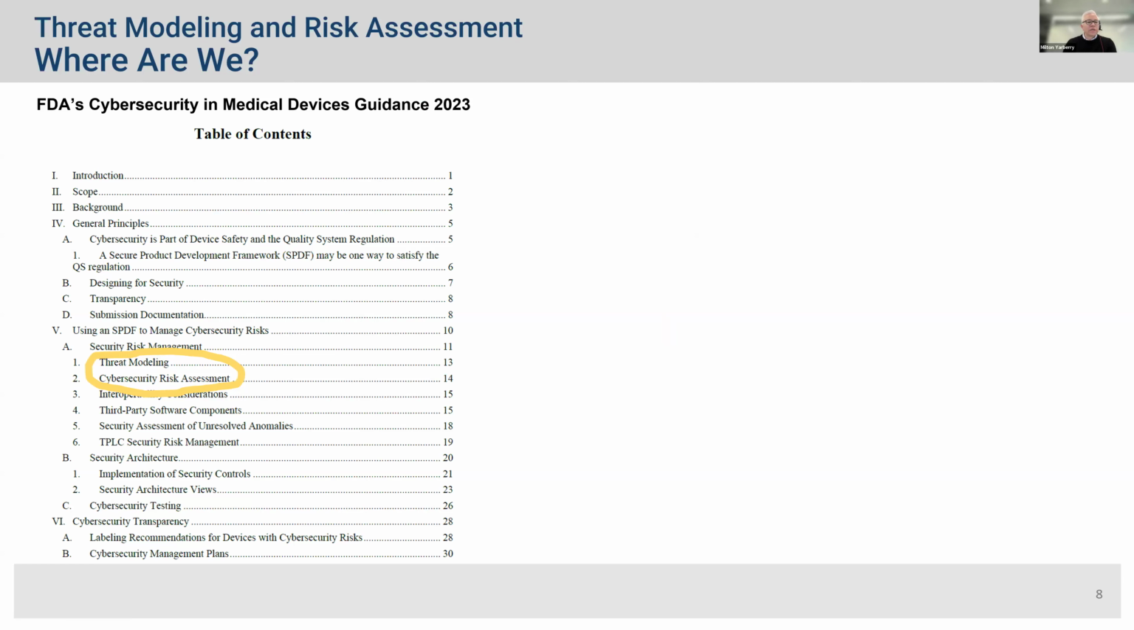You can see under element 5 there, it gets into using SPDF, or Secure Product Development Framework. And from there, it's security risk management. And under risk management, these are pretty much the first two steps for risk management. If you could advance that, please.